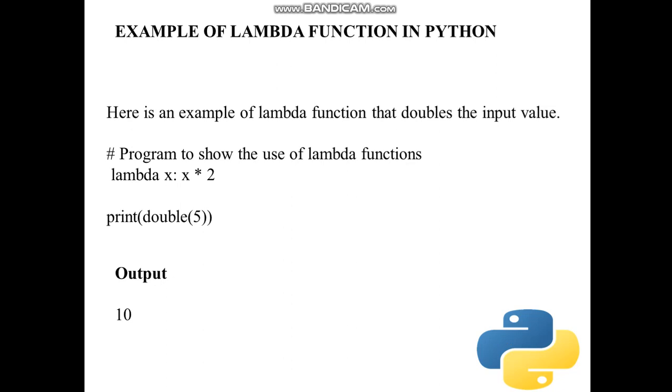See an example of a lambda function. I'm writing lambda. This x is my argument. Colon x into 2. Now while calling, I can call it by any name. I can give any name to that anonymous function. So I'm writing print double of 5. So automatically it will give the name double to my lambda function. So it will print 10.